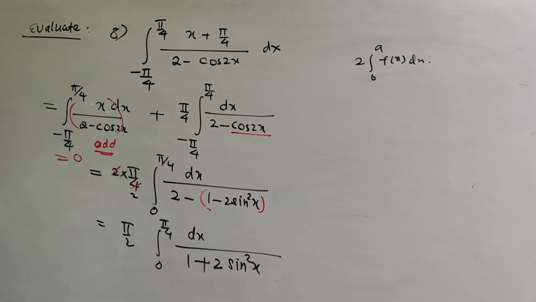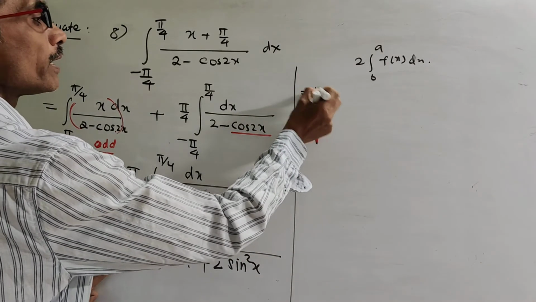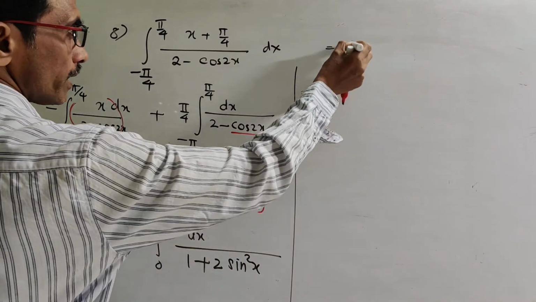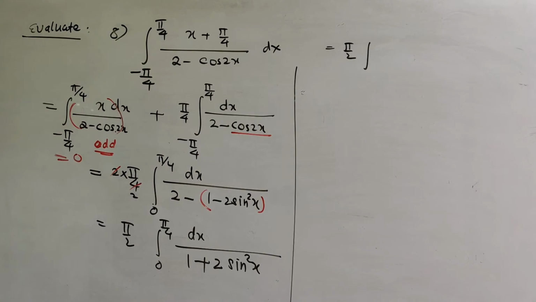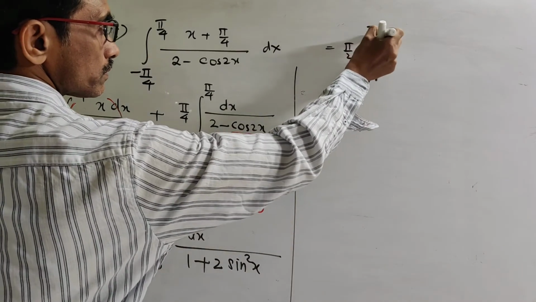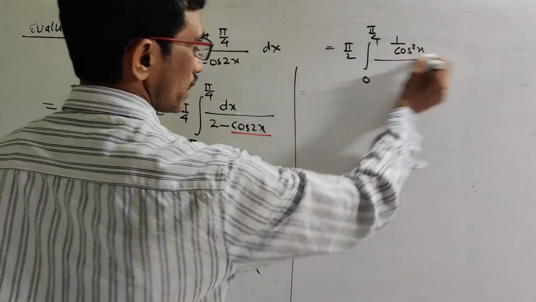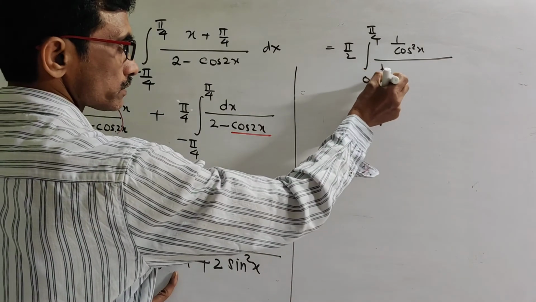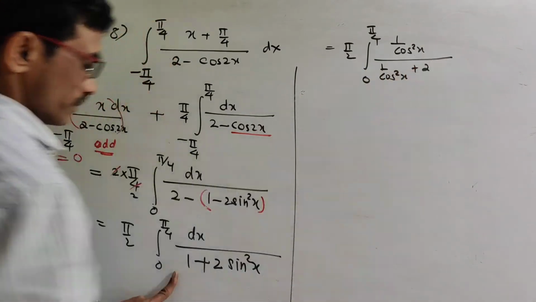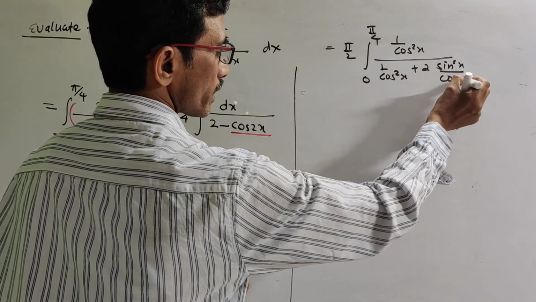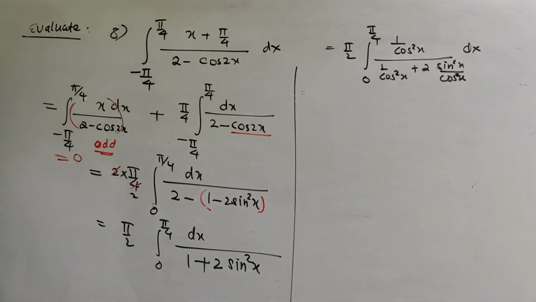We divide by cos square x. So this is equal to pi by 2 integral 0 to pi by 4, dividing by cos square x: 1 upon cos square x in the numerator, and in the denominator 1 upon cos square x plus 2 times sin square x upon cos square x, dx.